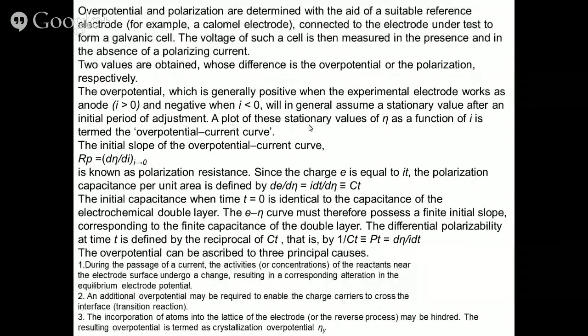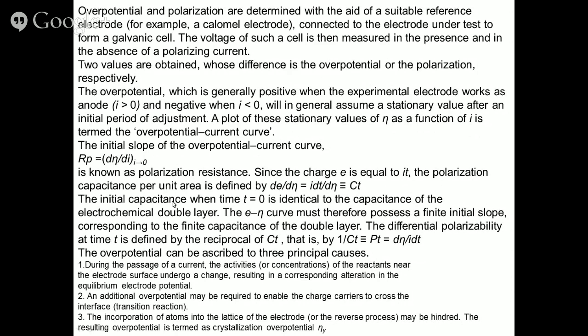A plot of these stationary values of eta, the overpotential, as a function of I, the current, is termed the overpotential current curve. The initial slope of the overpotential current curve, d eta by dI, is also called the polarization resistance. Since the charge E is equal to It, the polarization capacitance per unit area is defined by dE by d eta, which is equal to I dt by d eta. This is the Ct.